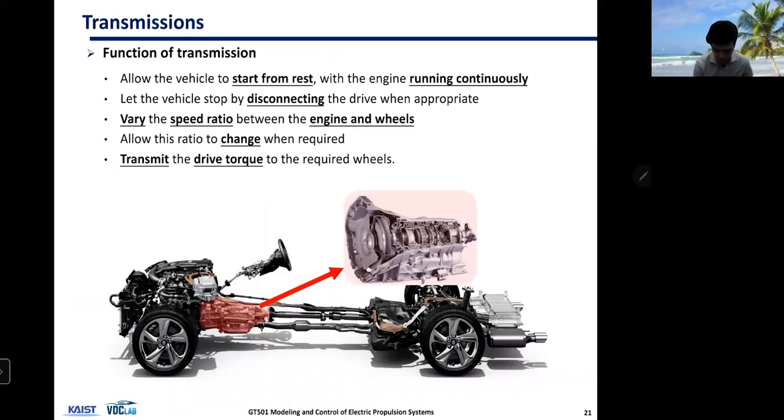Just to list a few functions of transmission, it's listed right here. It allows the vehicle to start from rest with the engine running continuously. So this has to do with the torque converter. Let the vehicle stop by disconnecting the drive when appropriate. Vary the speed ratio between engine and the wheel. Allow this ratio to change when required. And transmit the drive torque to the required wheels.